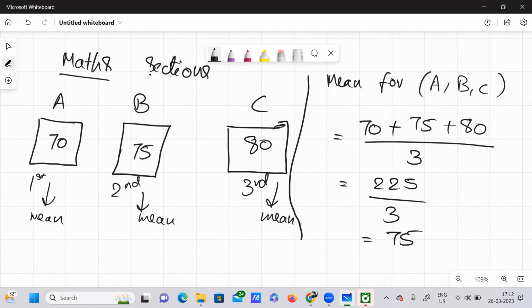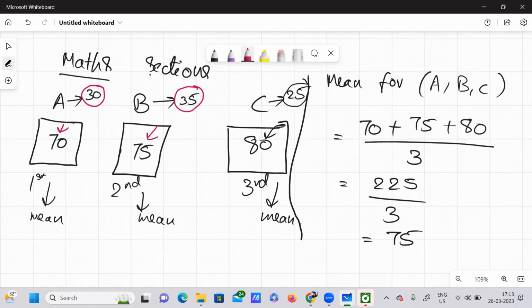But this is the right method only when we have taken the mean on the same kind of sample here. For example, in the A section, let's imagine I have 30 students, and in the B section I have maybe 35 students, and in the C section I have 25 students only. I have taken my mean on these 25 students and got 80 as my average, and I have taken the mean on these 35 students and got the average as 75, and I have taken the mean on these 30 students in A section and got my average as 70, right?